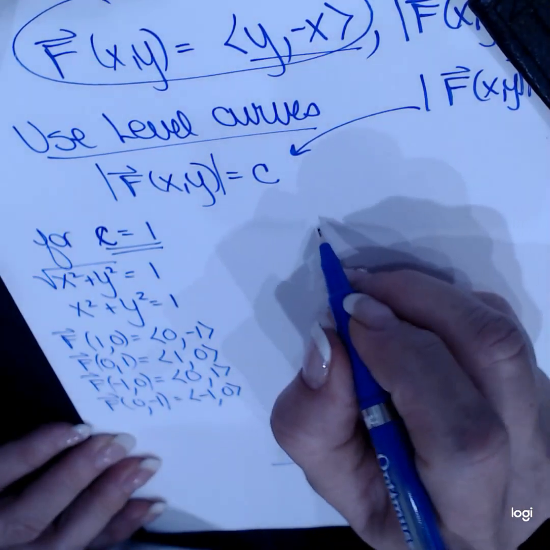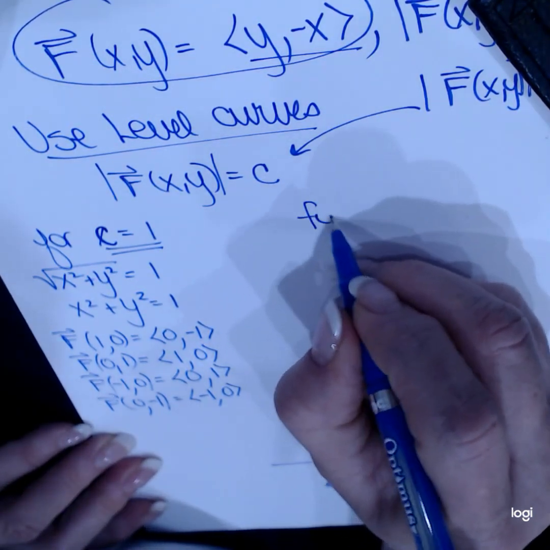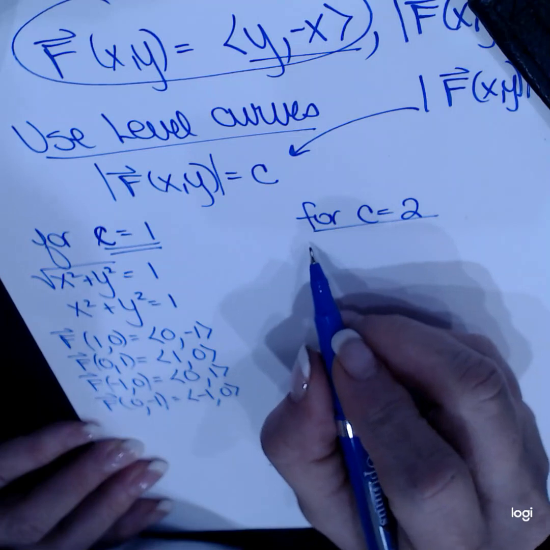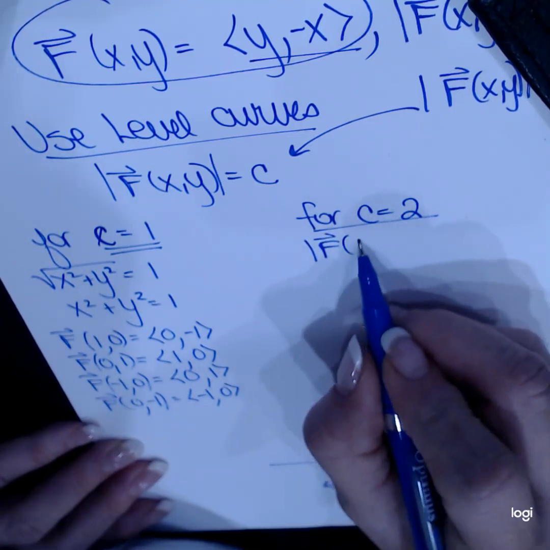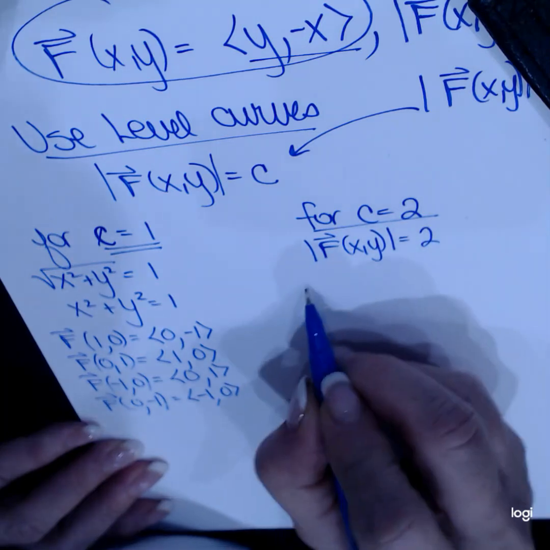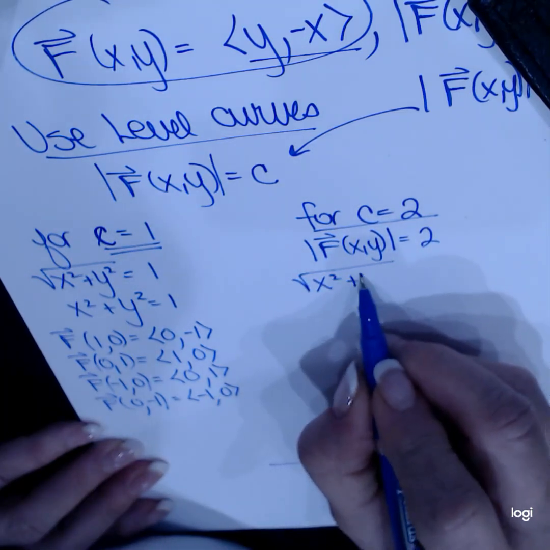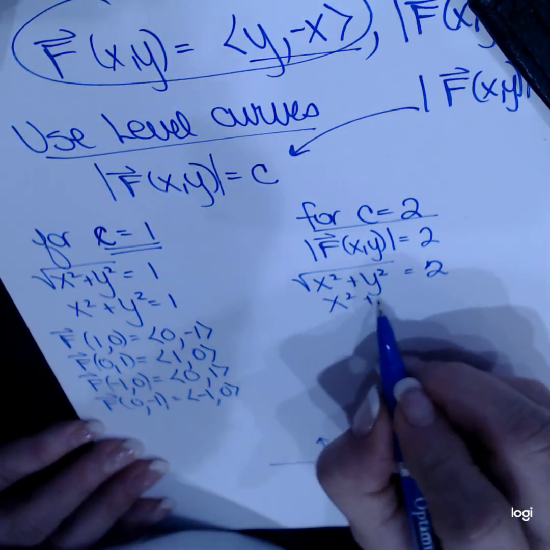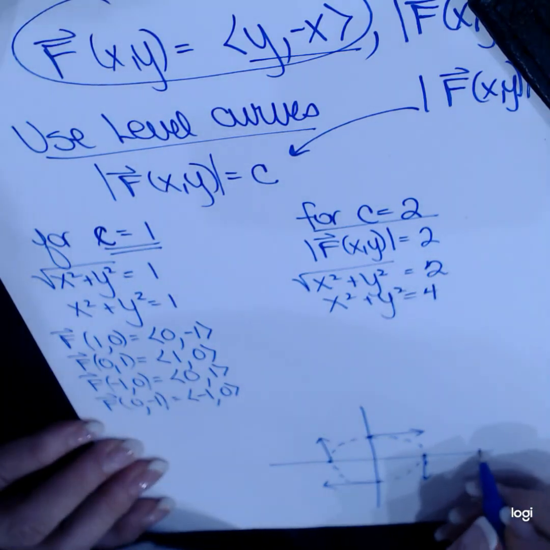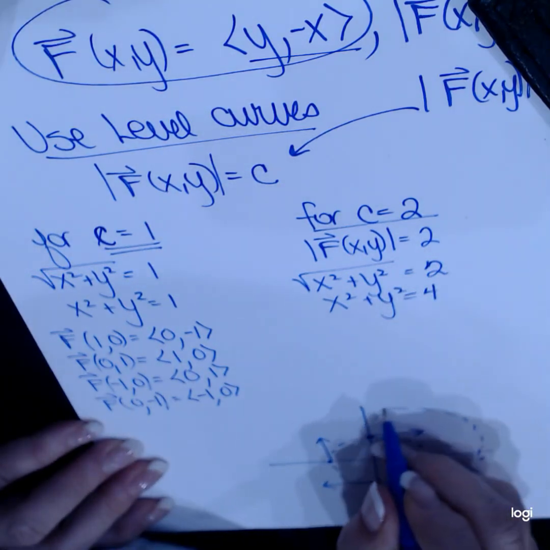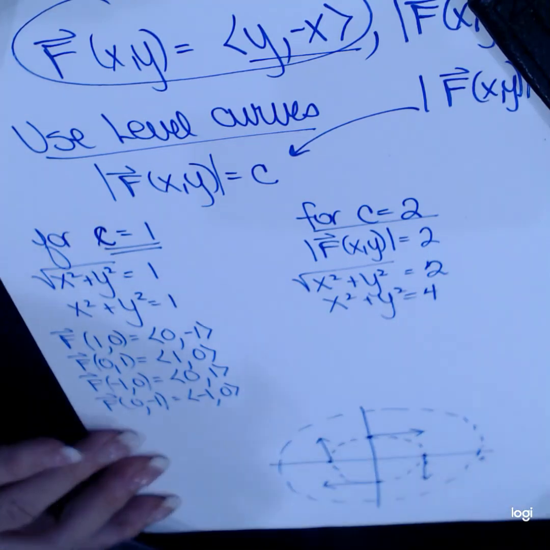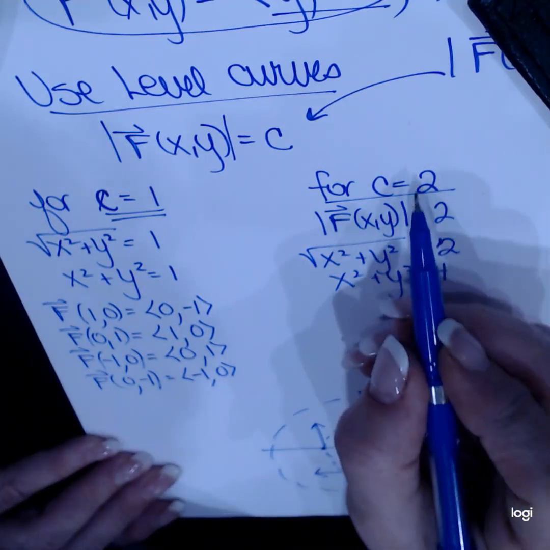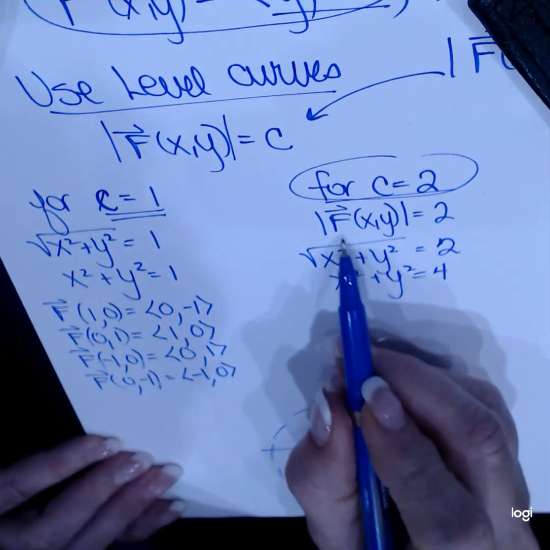Let's go ahead and do another level curve here. For example, let's let c equal 2. For c equal to 2, what we're going to do once again is set the magnitude of this thing equal to 2. The magnitude we found was the square root of x squared plus y squared, and we'll set that equal to 2. Squaring both sides, I get that x squared plus y squared is equal to 4, and that's going to give me a circle of radius 2. All of the vectors which originate from points along this circle will have a magnitude of 2. That's what we set it to.